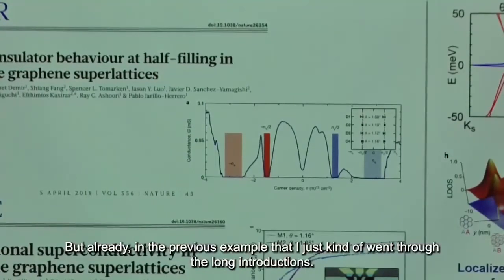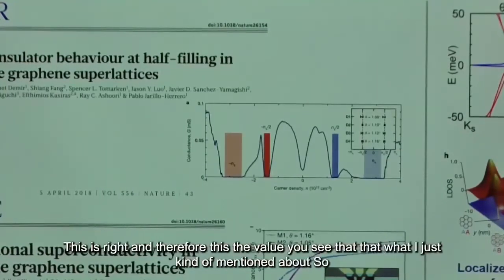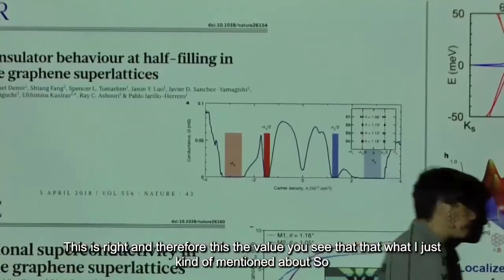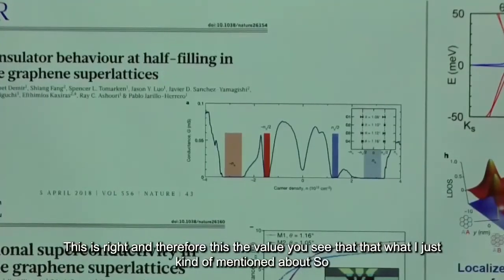But already in the previous example that I went through in the long introduction, this flavor symmetry is still here, right? You still have this flat band formation at both K and K prime, and therefore the valley symmetry, or the valley degree of freedom, is something you have to control as well as the spin, right? So you can immediately see that what I just mentioned about flavor symmetry breaking and quantum Hall ferromagnets plays quite an important role in understanding this flat band type of system. That's something I want to discuss a little bit more.